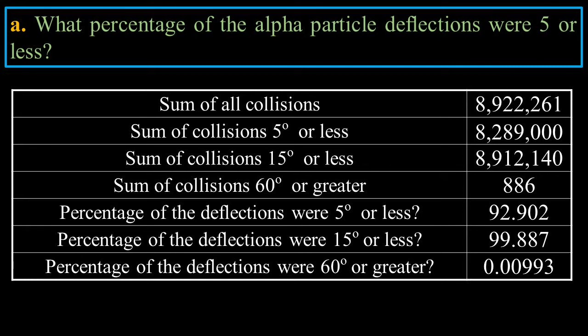for each one. And what was unique, what was amazing, was that they were mostly going through empty space, obviously from the percent of deflections that were 5 degrees or less. It was mostly empty space. And that the nucleus exerted great power by having the same charge as the alpha particle, thereby deflecting it because of like charge.